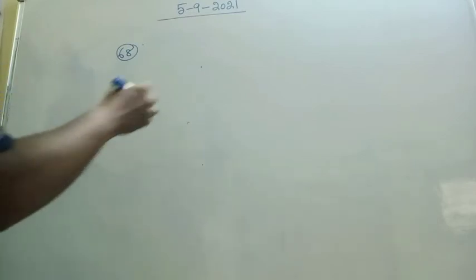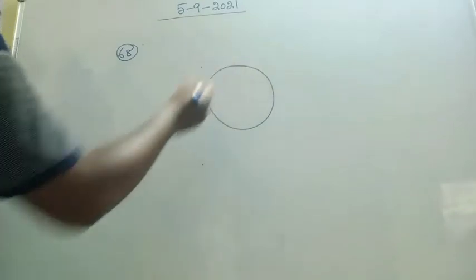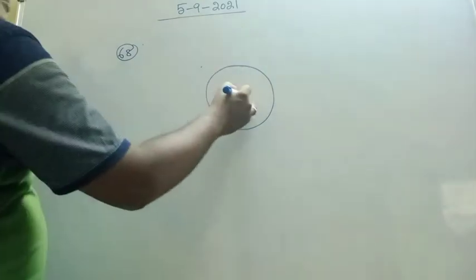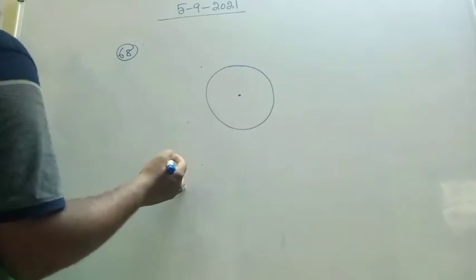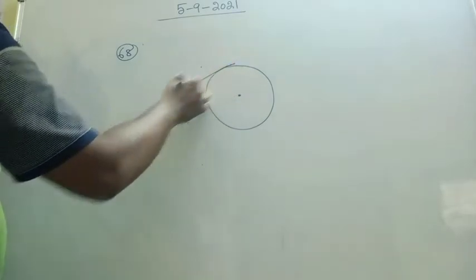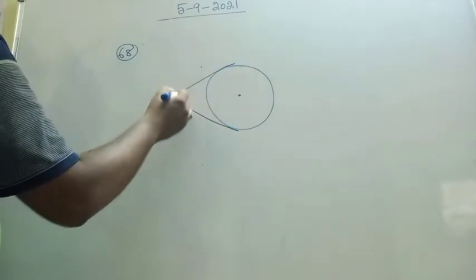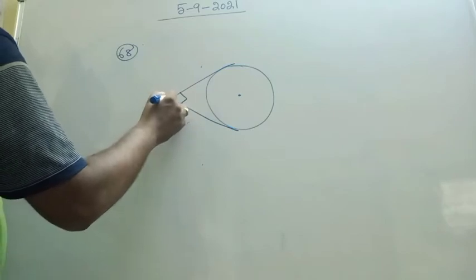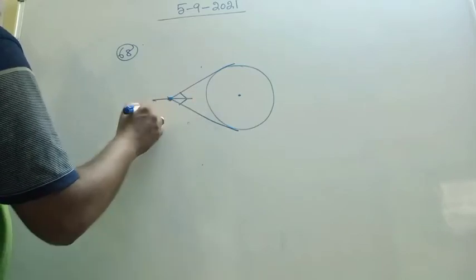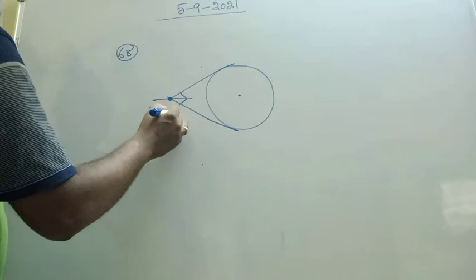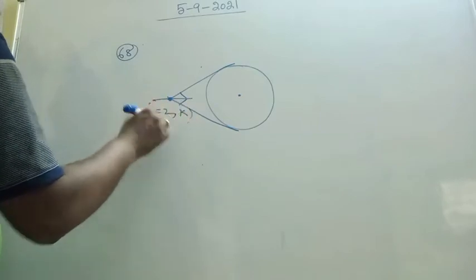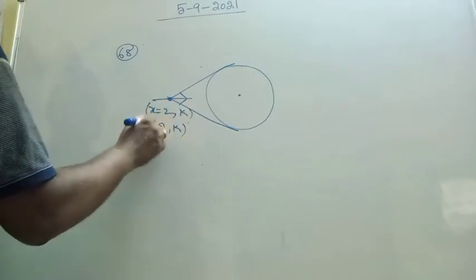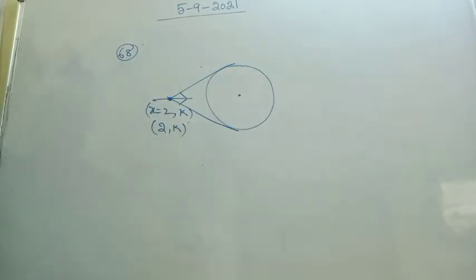Now you see, my dear students, the points on the line x is equal to 2, from which the tangents are drawn to the circle. This is the 68th problem. You have a circle with radius 4 units, and the tangents are at right angles to each other. This point is lying on the line x is equal to 2, therefore we take it as 2 comma k. The x value is 2 and y is equal to k.